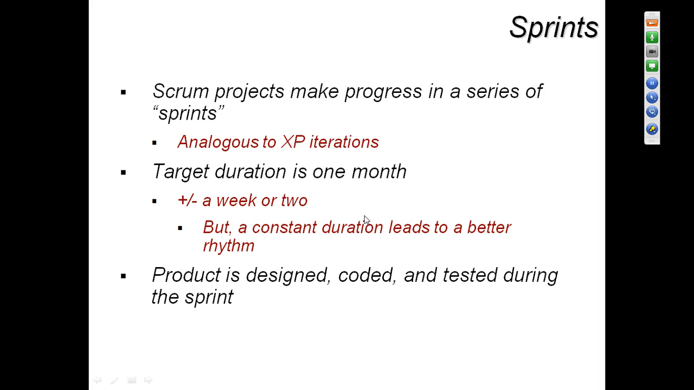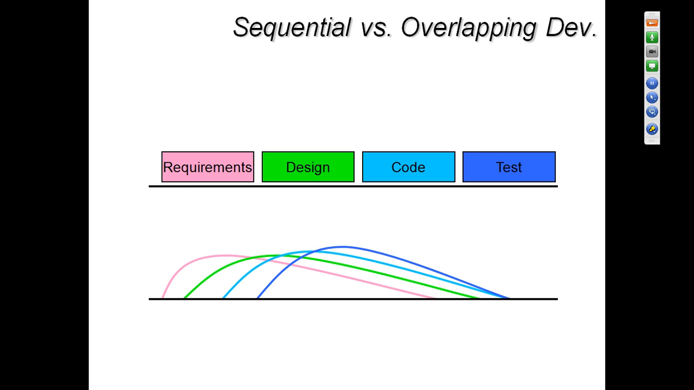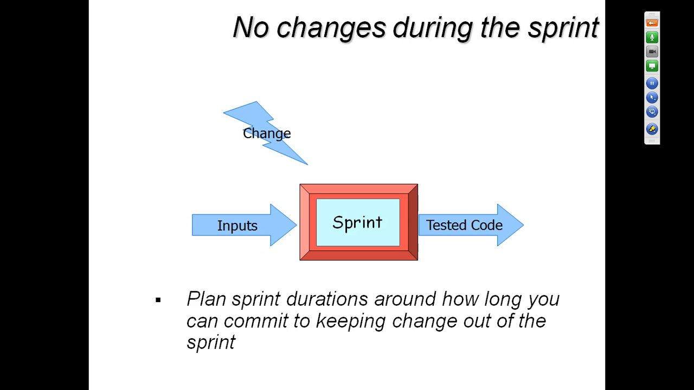Scrum projects make progress in a series of sprints. You don't consider releases here; it is in the form of sprints. Target duration is 2 weeks, 3 weeks, 5 weeks or 7 weeks. You said 1 month, but 7 weeks you can also go for. The product is designed, coded and tested during the sprint.